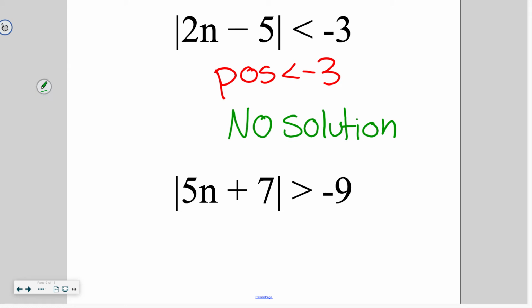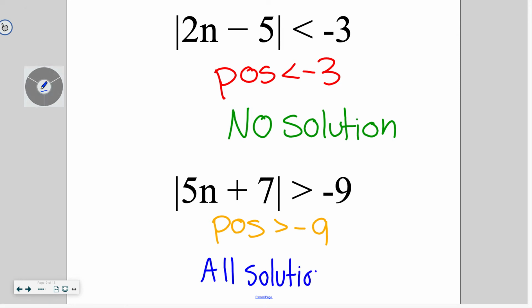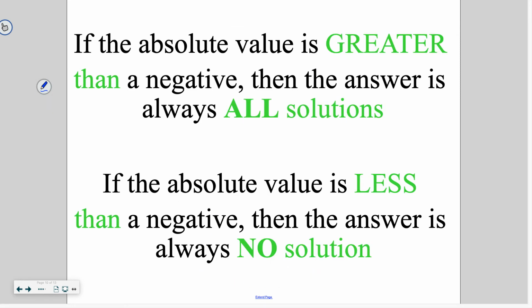If we come down to the second example, we've got a positive quantity, whatever that ends up being, is greater than -9. Any positive number is always greater than any negative number, so this ends up being an all solutions case. So to summarize, if the absolute value is greater than a negative, then it is all solutions. If an absolute value is less than a negative, then the answer is going to be no solutions. So these 2 special cases involve a negative as the answer portion.